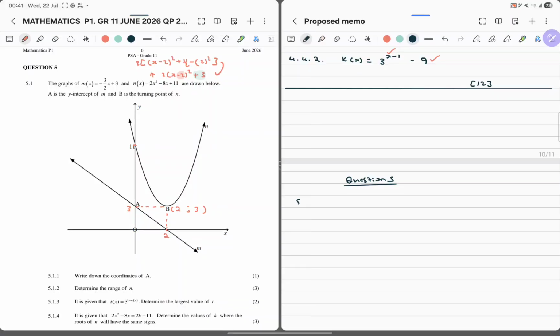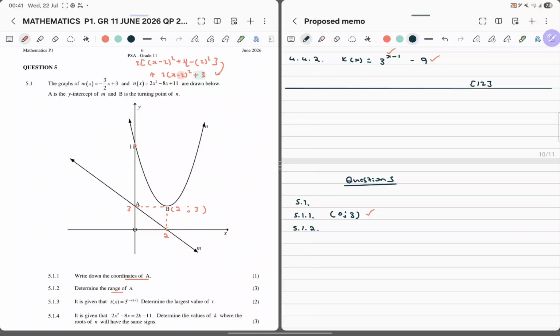Let's keep moving. So 5.1, we've got 5.1.1. I write down the coordinates of A. Can you see it's easy? Y-intercept is 0 and 3. Nice and easy. You see?